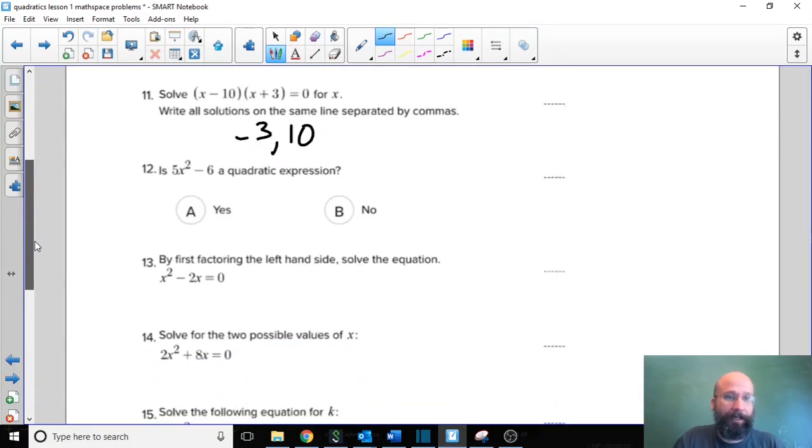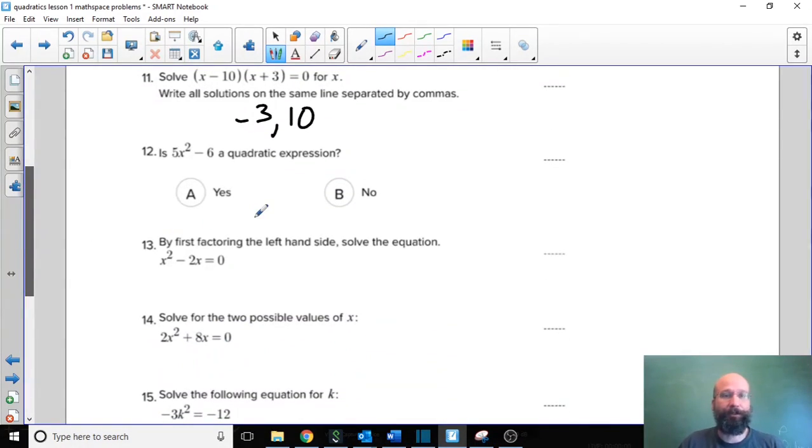All right, number 12. Is 5x squared minus 6 a quadratic? Is the highest exponent 2? Yes, then it's a quadratic.